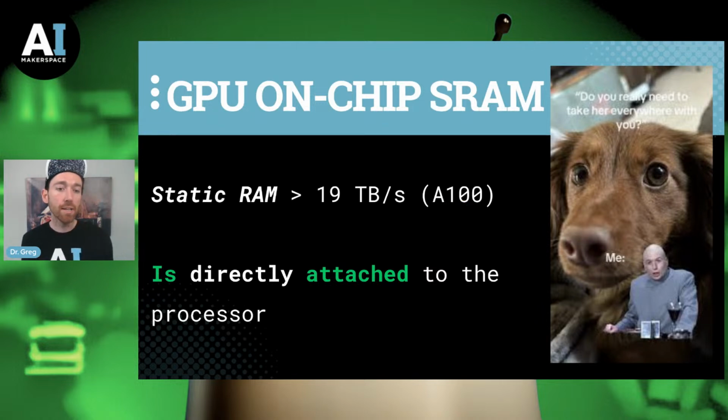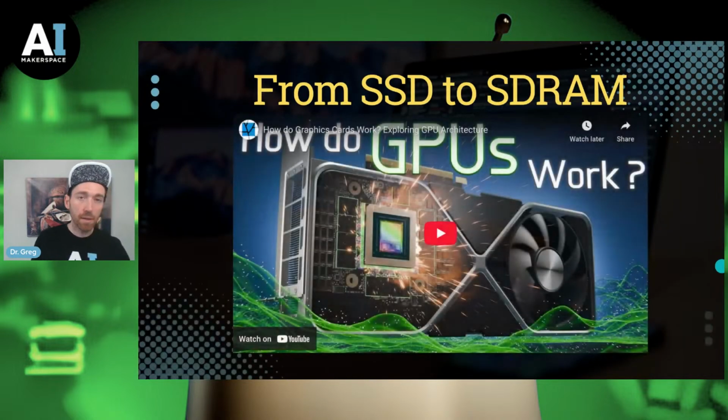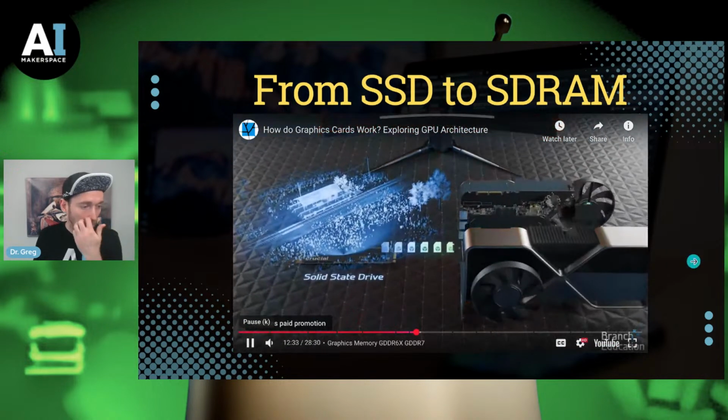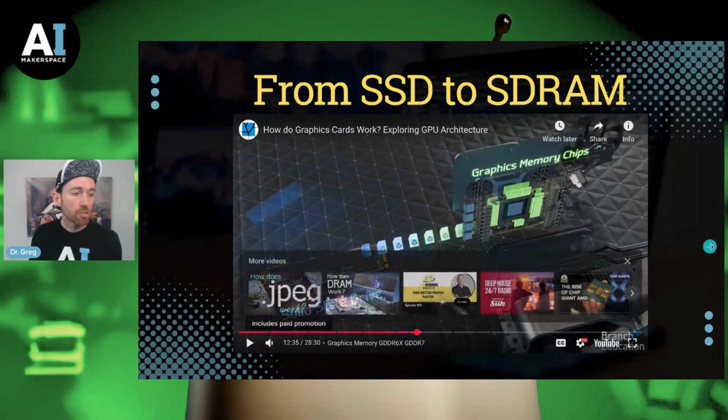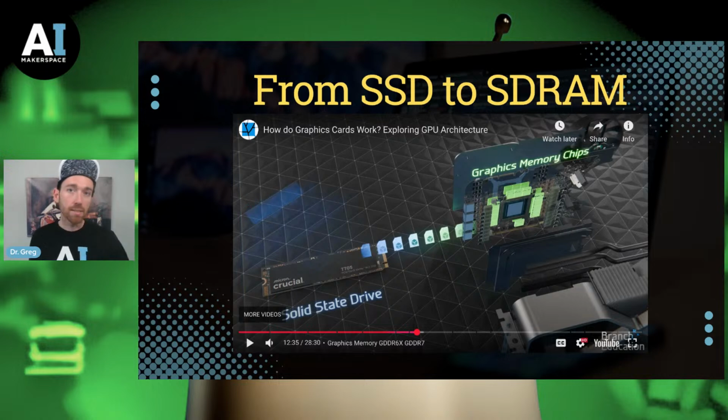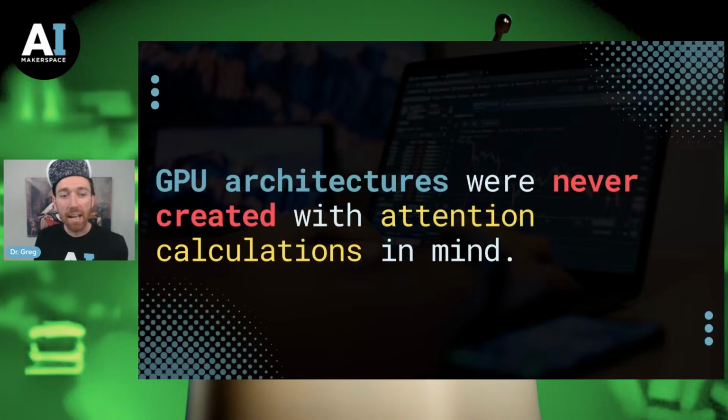This is directly attached. And of course, as we come out with newer and newer GPUs, these will fundamentally go up, but the order of magnitude difference between them will not. And so to visualize this, we can think about just literally a hard drive attached to a GPU, moving stuff from the solid state drive into these graphics memory chips. So this idea that we're going to be able to just move stuff from the SSD into the graphics memory chip, it's like, yeah, but exactly how can we do that in an optimized way to minimize latency, maximize throughput? These are the questions, because GPU architectures, remember, were never created with attention calculations in mind.